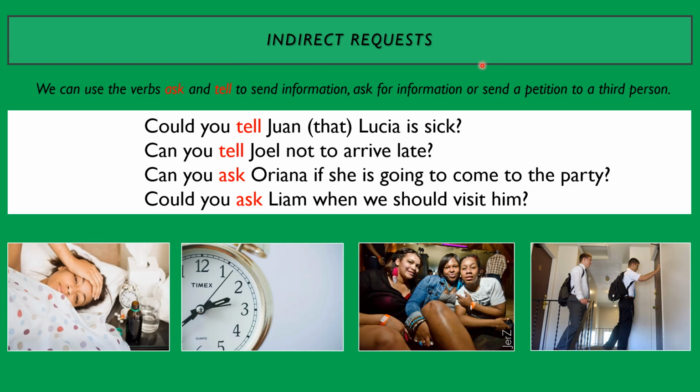Indirect requests. We can use the verbs ask and tell to send information, ask for information, or send a petition to a third person. For example, could you tell Juan that Lucia is sick? Can you tell Joel not to arrive late? Can you ask Oriana if she's going to come to the party? Could you ask Liam when we should visit him?